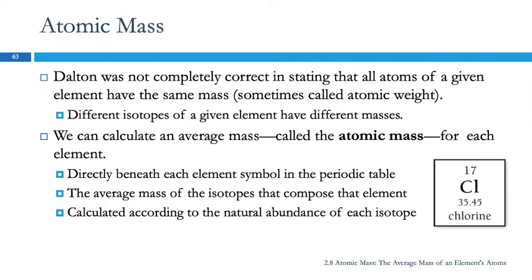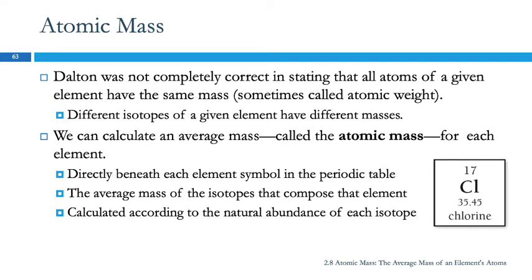We talked about Dalton's atomic theory and that a couple of his ideas were not quite correct. He said that all atoms of a given element have the same mass. And we just learned that different isotopes have different numbers of neutrons, and so they have different masses. The mass of an atom used to be called atomic weight, and you'll still hear that sometimes. But usually we call it atomic mass because that's more accurate.